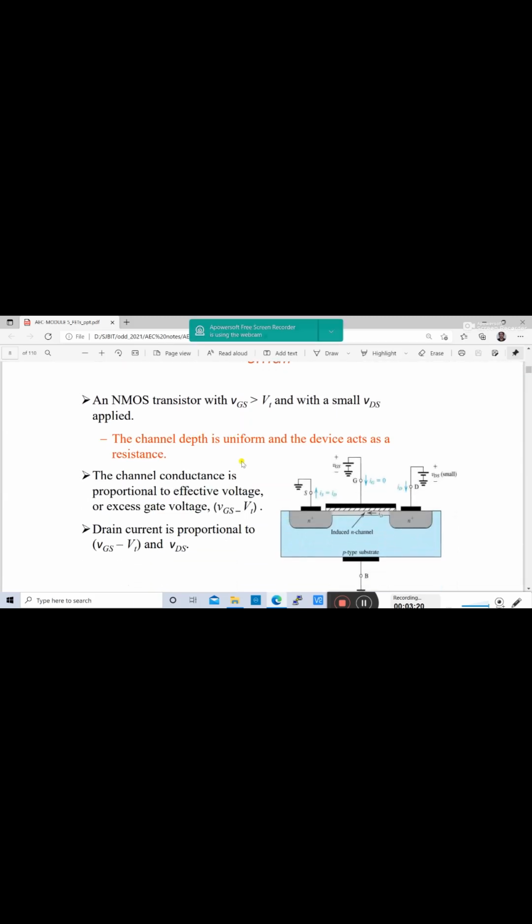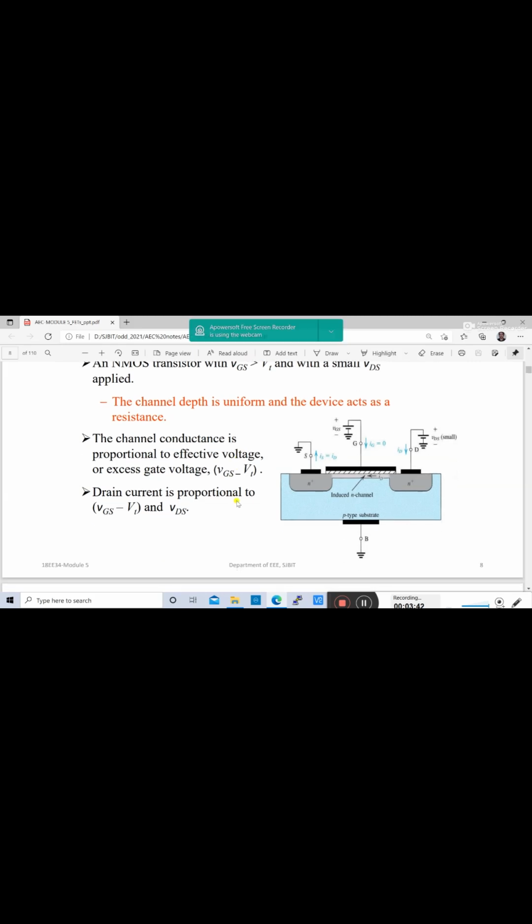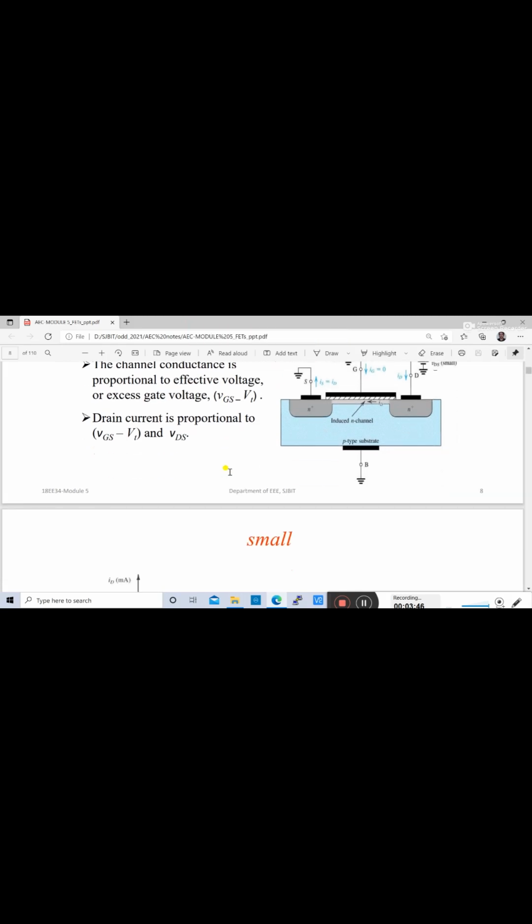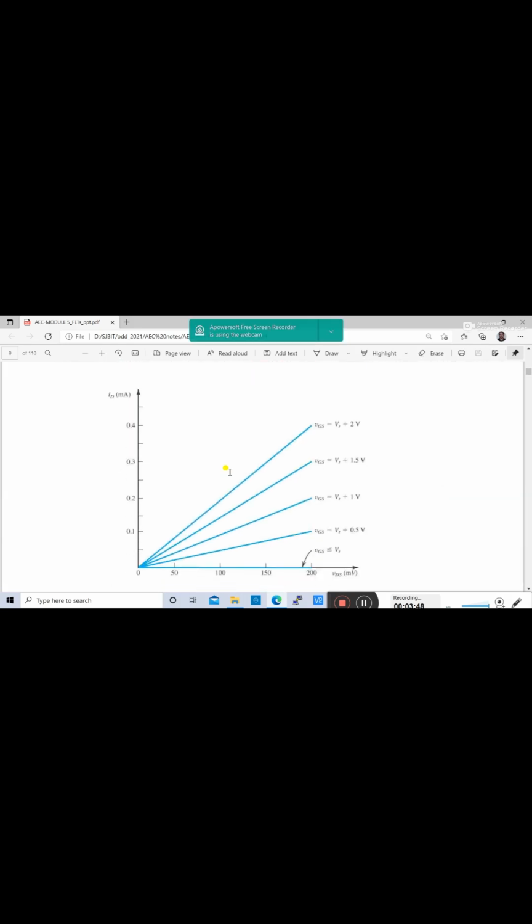For an NMOS transistor, the gate to source voltage should be greater than the threshold voltage, and with a small drain to source voltage being applied, the channel will be formed. The channel depth is uniform and the device acts as a resistance. The channel conductance is proportional to the effective voltage or excess gate voltage. So the drain current is proportional to VGS minus VT, times VDS.